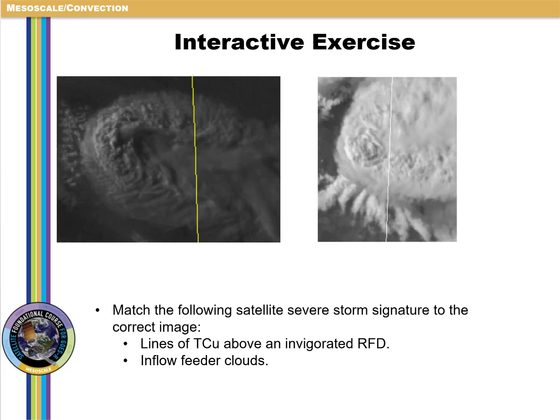Time for an interactive exercise. For this exercise, I want you to match the following satellite severe storm signature to the correct image: either lines of towering cumulus above an invigorated RFD or inflow feeder clouds. So I'll give you some time to think about this, and we'll look at the answer on the next slide.